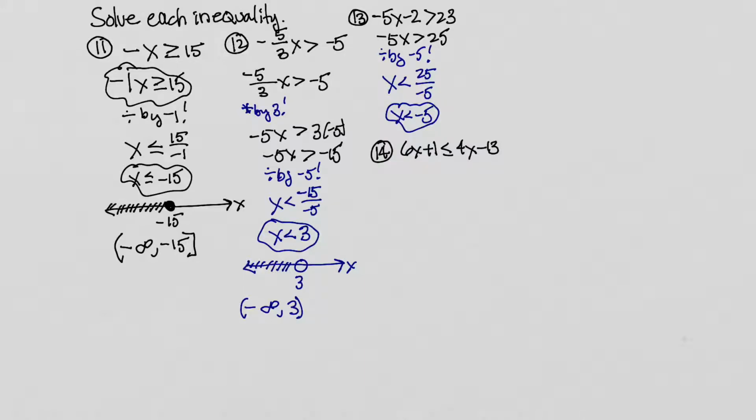Now here in number 14, we've got x's on both sides. I've got 6 on the left, but only 4 on the right. So let's get rid of these on the right. Let's get all the x's on the left. So let's subtract 4x. So the plan is to subtract that 4x. If we do that, 6x's minus 4x's leaves us 2x's over here, plus 1.